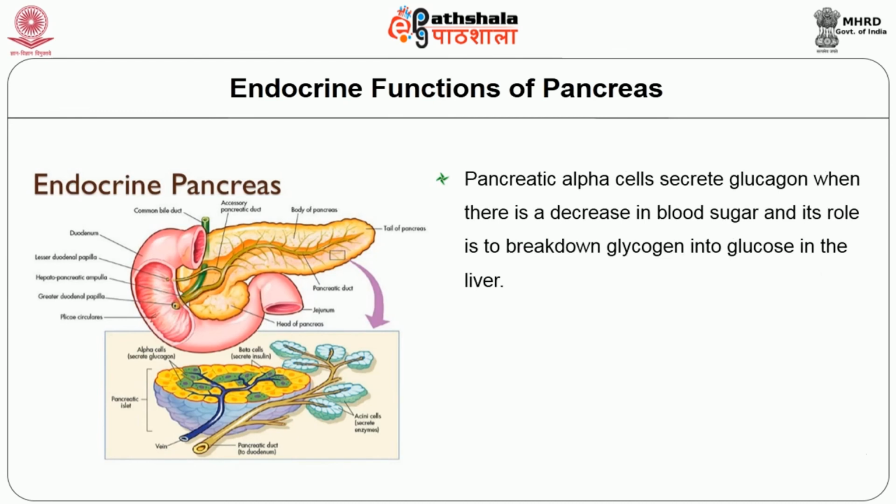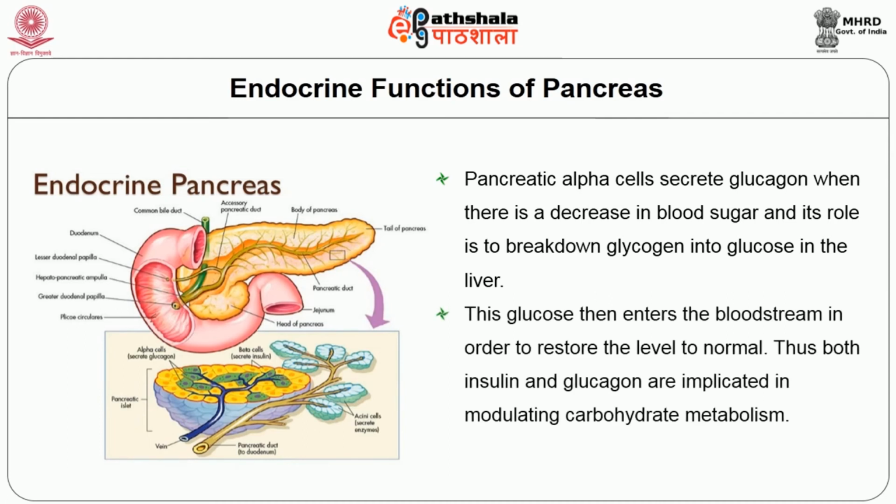Pancreatic alpha cells secrete glucagon when there is a decrease in blood sugar, and its role is to break down glycogen into glucose in the liver. This glucose then enters the bloodstream in order to restore the level to normal. Thus, both insulin and glucagon are implicated in modulating carbohydrate metabolism.